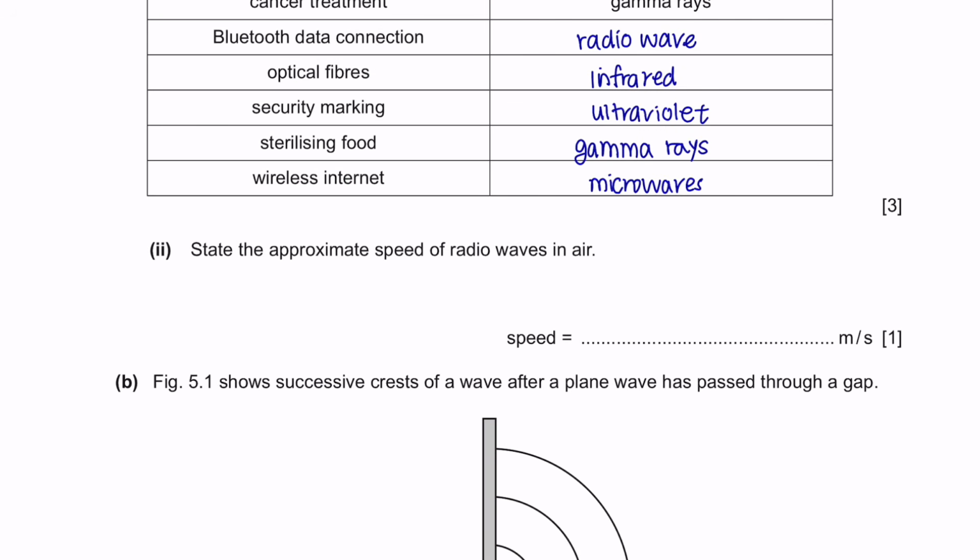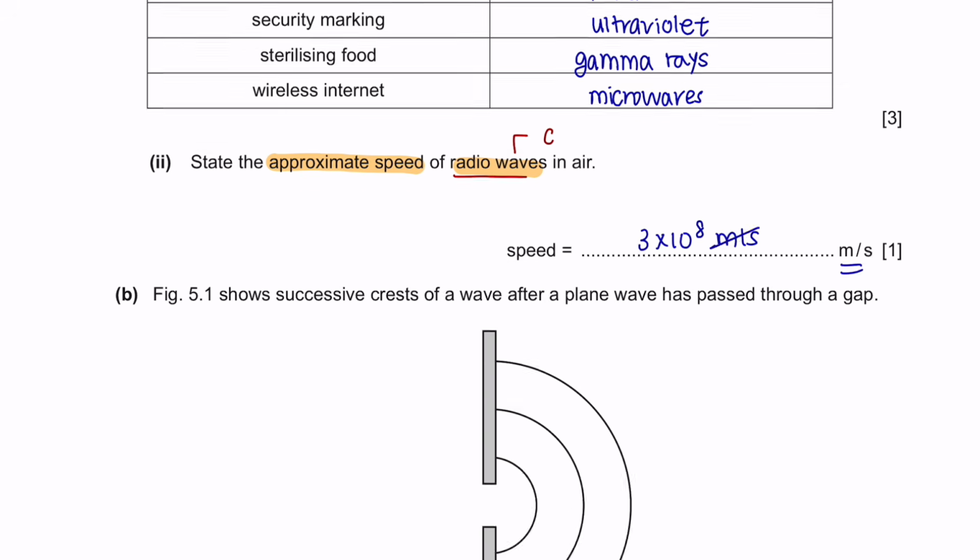Next, part 2. State the approximate speed of radio waves in air. All electromagnetic waves have the same speed as the speed of light in air, which is 3 times 10 to the power of 8 meters per second.